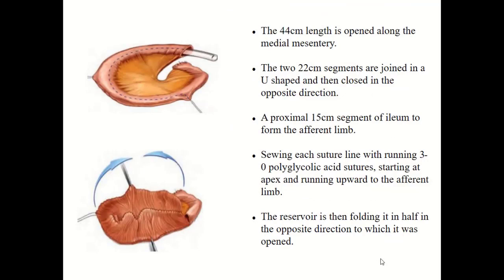The 44 cm length is opened along the medial mesentery. The two 22 cm segments are joined in the U shape, then enclosed in the opposite direction. A proximal 15 cm segment of the ileum is used to form the afferent limb. Sew each suture line with running 3-0 polyglycolic acid suture, starting at the apex and running upward to the afferent limb. The reservoir is then folded in half in the opposite direction to which it was opened.